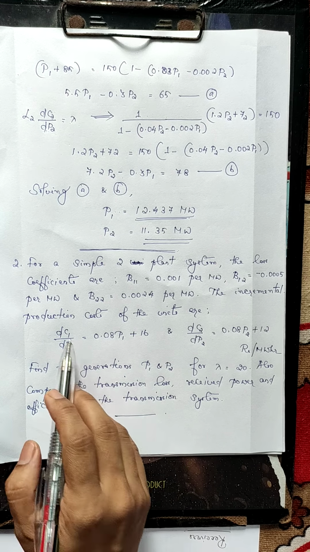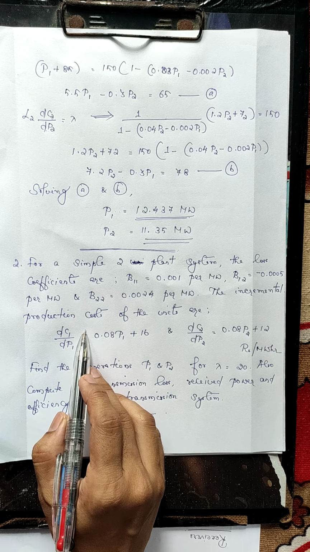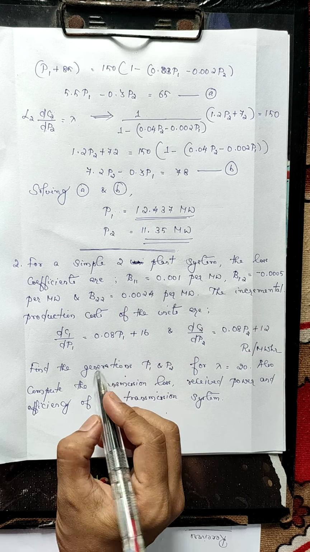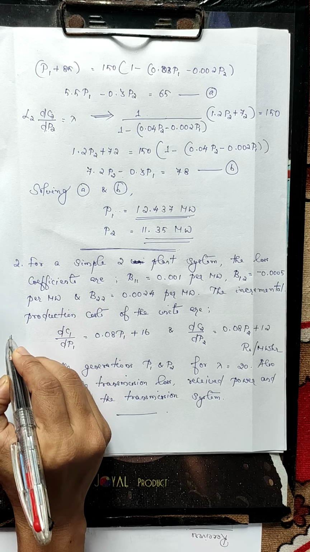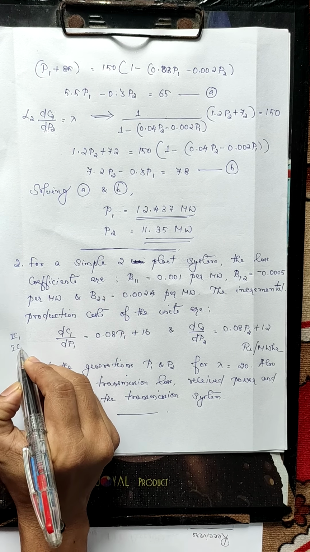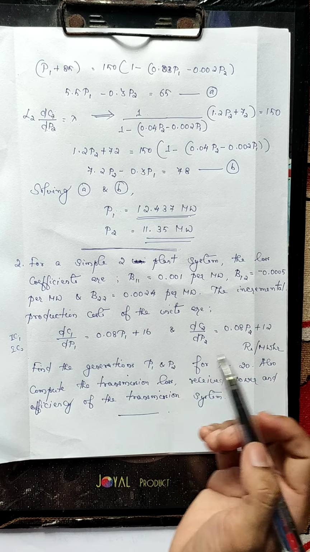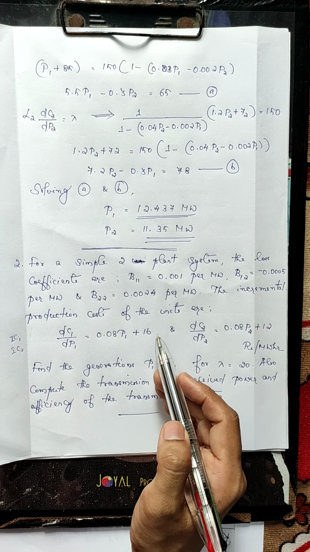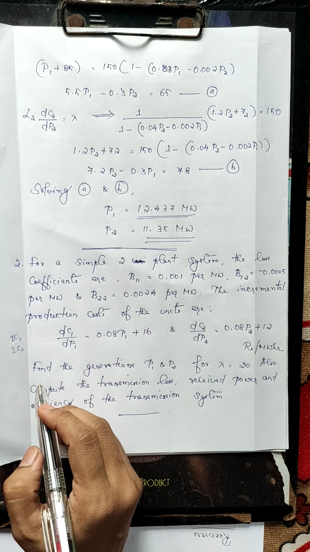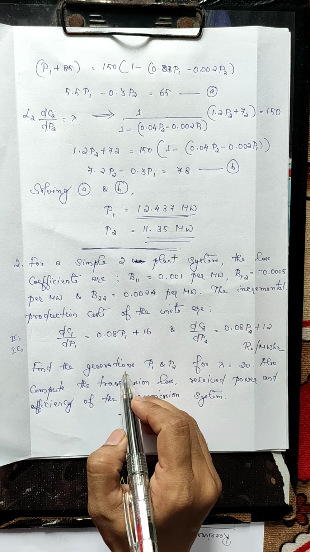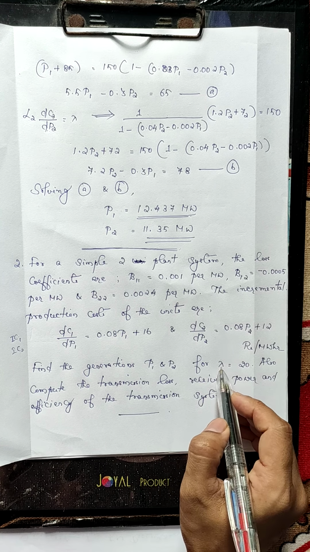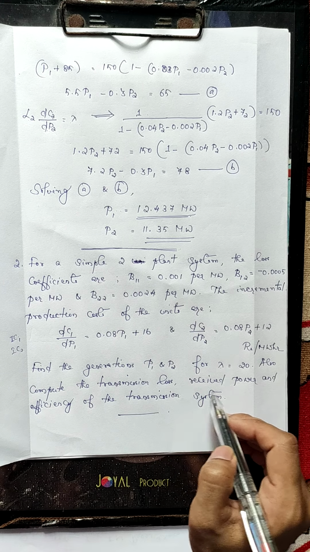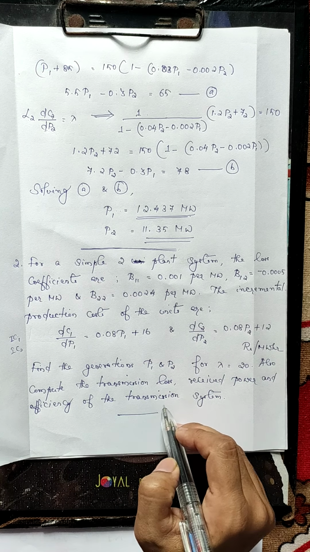So see, sometimes the incremental cost are given as dC1 by dP1 and dC2 by dP2 like that. And in certain cases, it will be given as IC1 and IC2 incremental cost. So in all the cases, understand which one is the incremental cost. So find the generations P1 and P2 for lambda is equal to 20. Also compute the transmission loss, received power and efficiency of the transmission system.